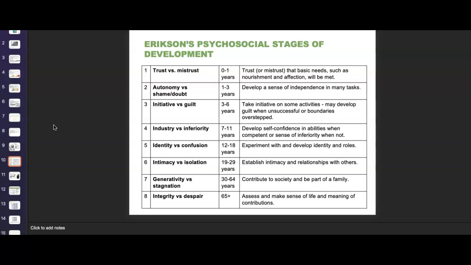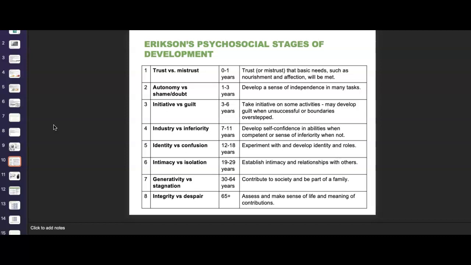In this stage, the infant trusts that basic needs such as nourishment and affection will be met. So from 0 to 1 years, an infant is trying to develop its sense of trust, that their basic needs are going to be met with nourishment and affection. Then from 1 to 3 years, the conflict occurring is autonomy versus shame or doubt. This is where they're starting to develop a sense of independence in many tasks.